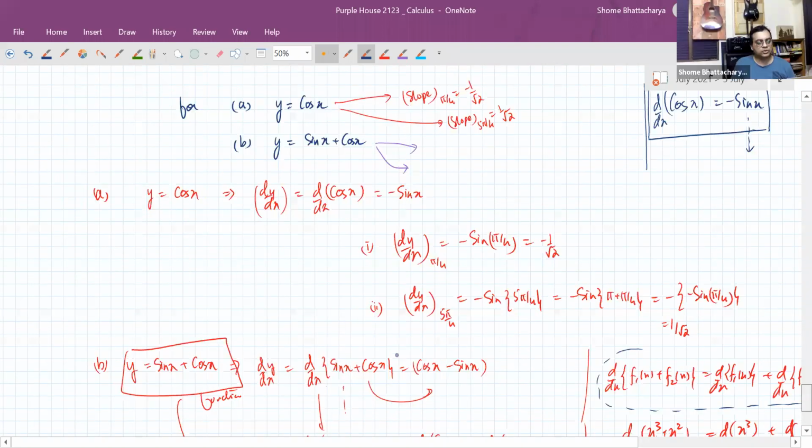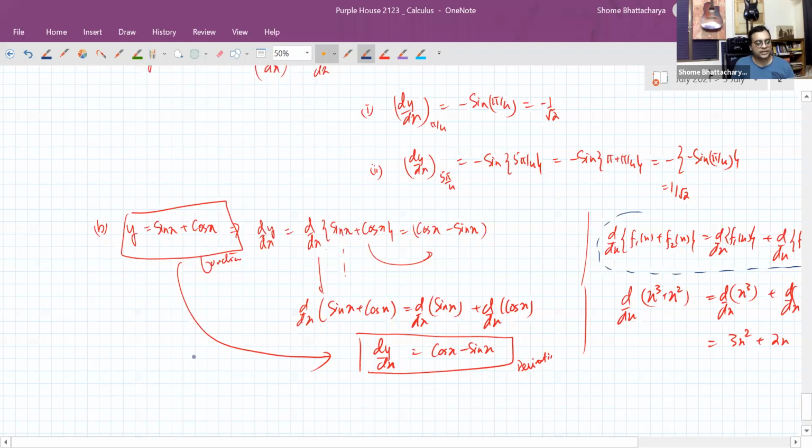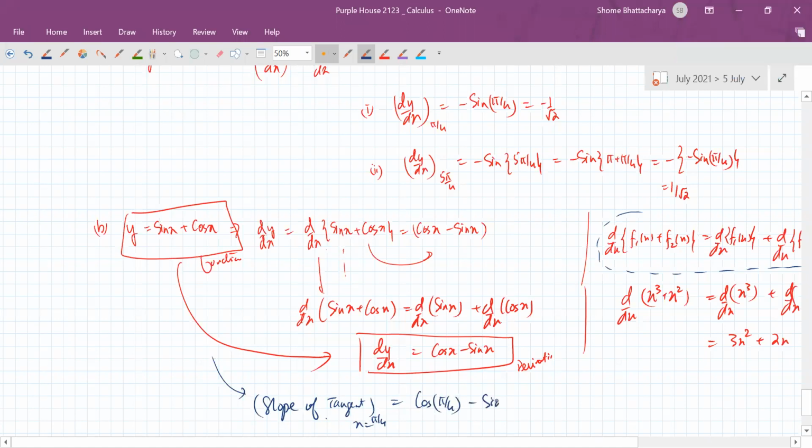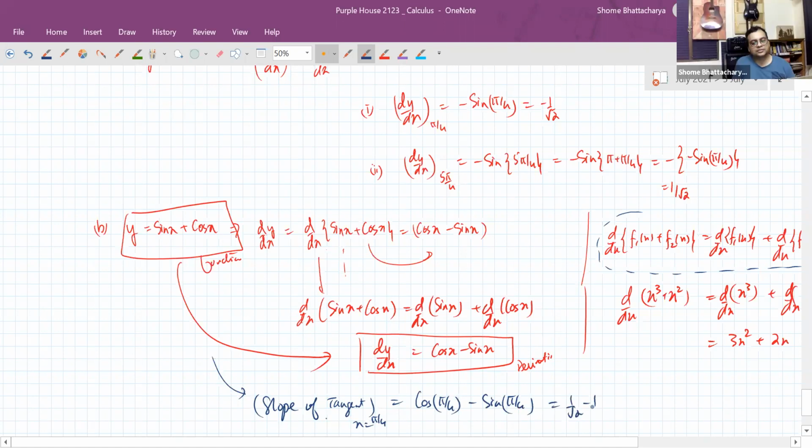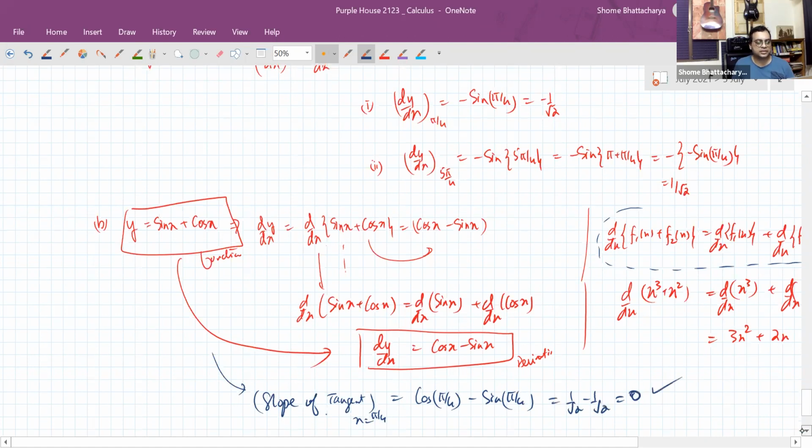Okay, so now I've got the derivative of this function. Next, what I want to do is find the slope of the tangent at x equal to pi by 4. So that will become cos pi by 4 minus sin pi by 4. That's basically 1 by root 2 minus 1 by root 2, so it's 0. Many of you got the answer correctly and sent it to me in the text. That's correct.